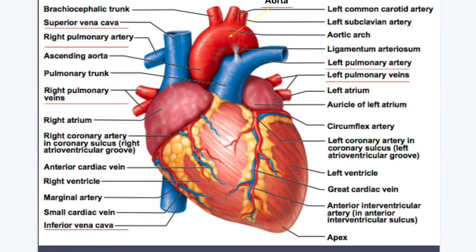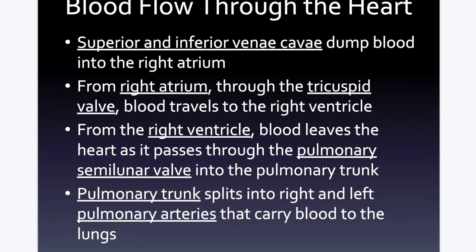Okay. Now, if we take a look at blood flow through the heart, there are lots of steps, and the more you know the anatomy of the heart, the easier it's going to be for you to remember the blood flow through the heart. Normally, we start with blood entering the right atrium. Okay, so blood is going to go through the superior and inferior vena cava, and they're going to empty their blood into the right atrium, that top right chamber of the heart. From the right atrium, the blood's going to go through the tricuspid valve into the right ventricle.